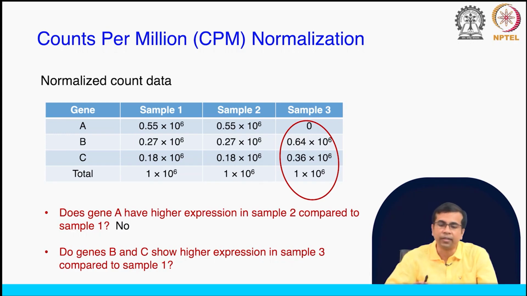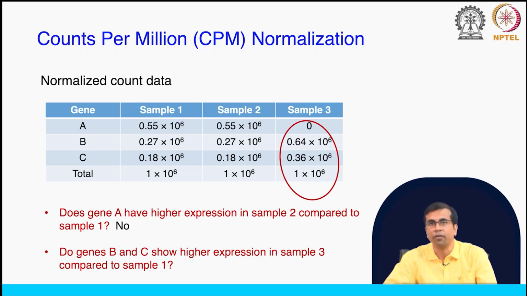So, this is something that this method cannot address, which means again we cannot really compare gene expression across samples. So, this is a method that we will not use at all, because there are a lot of drawbacks, but I introduced you to this method because it will be helpful for the further discussion in this class.